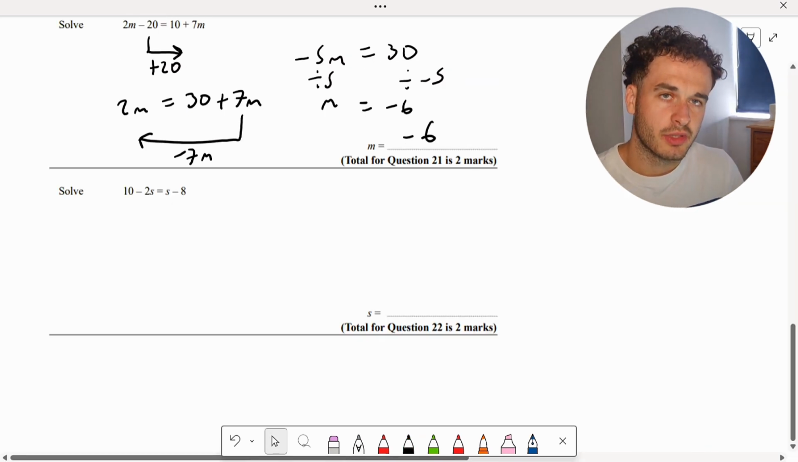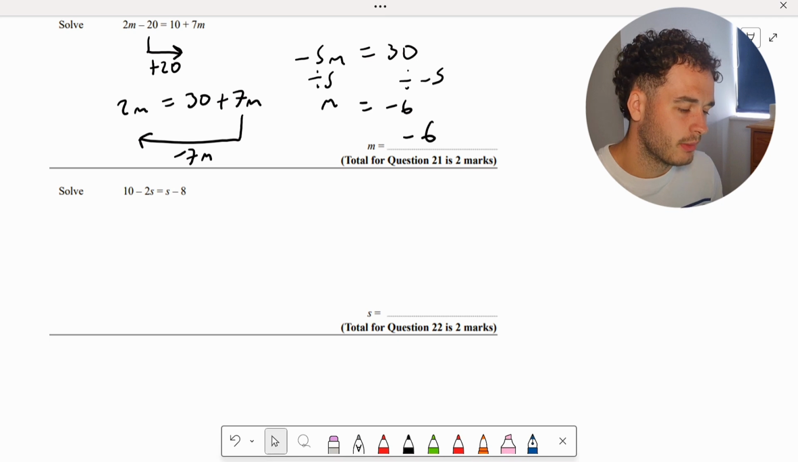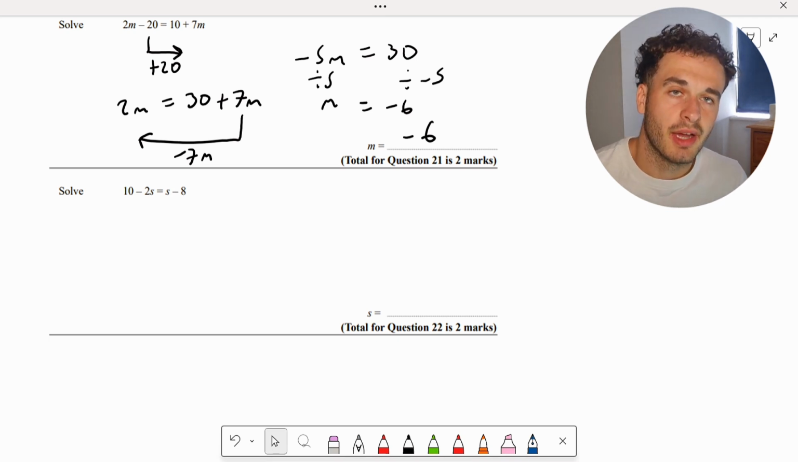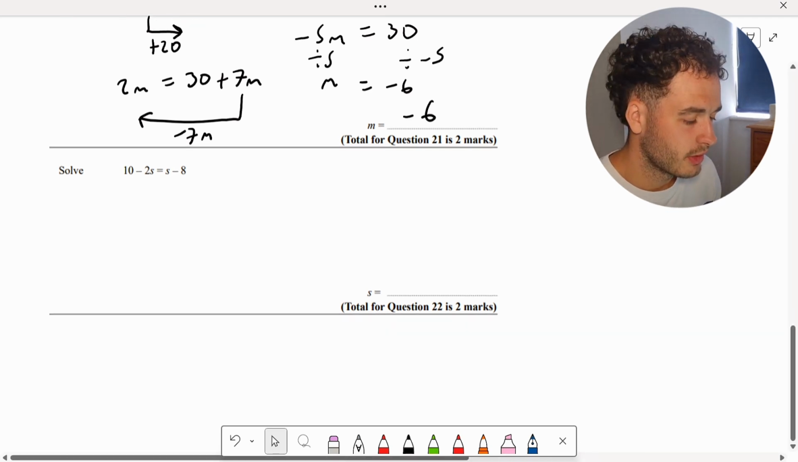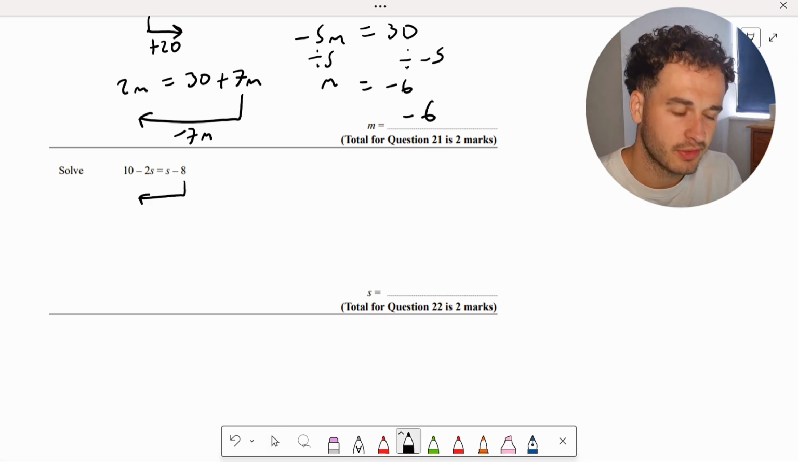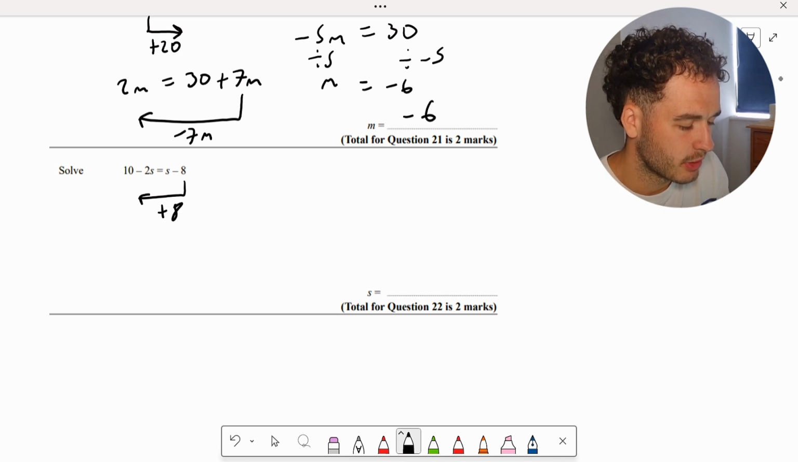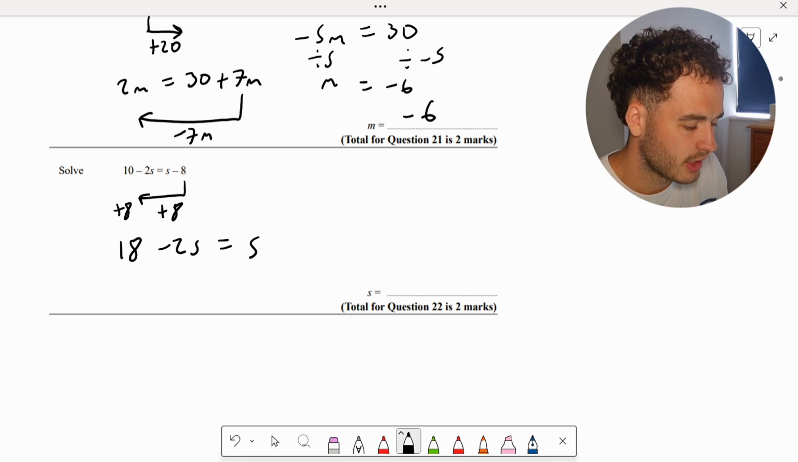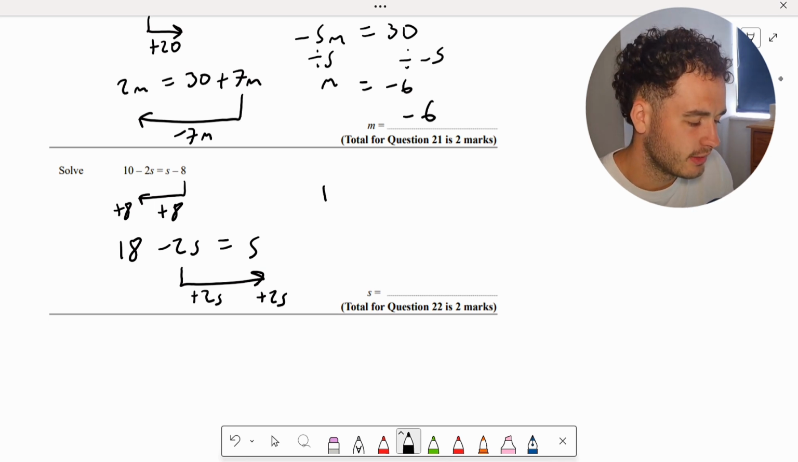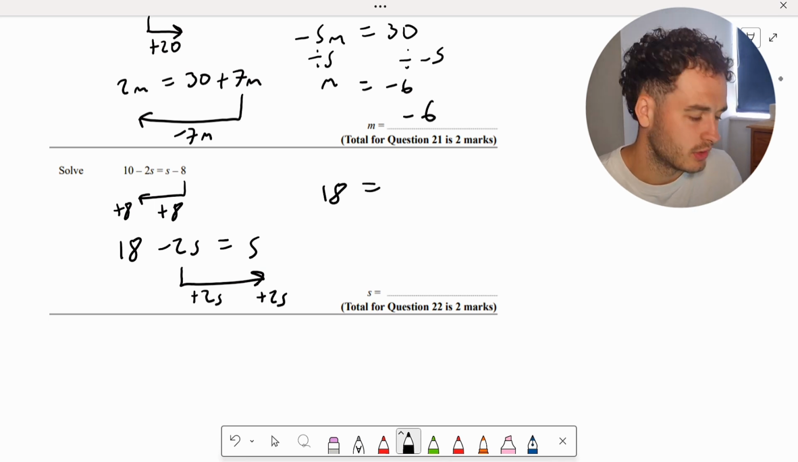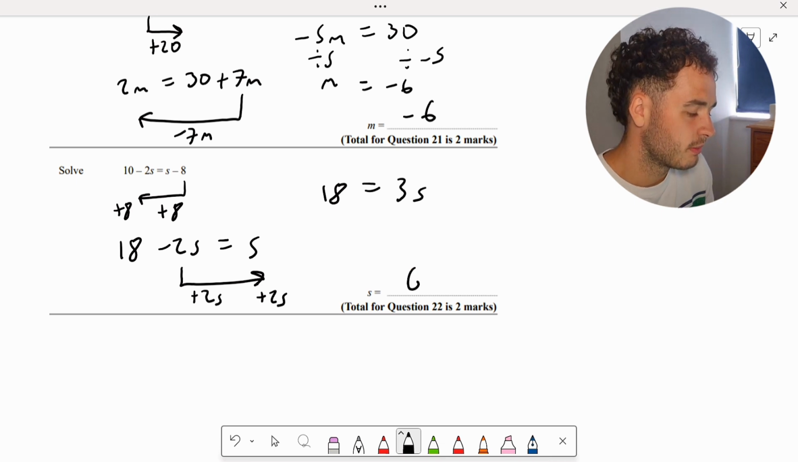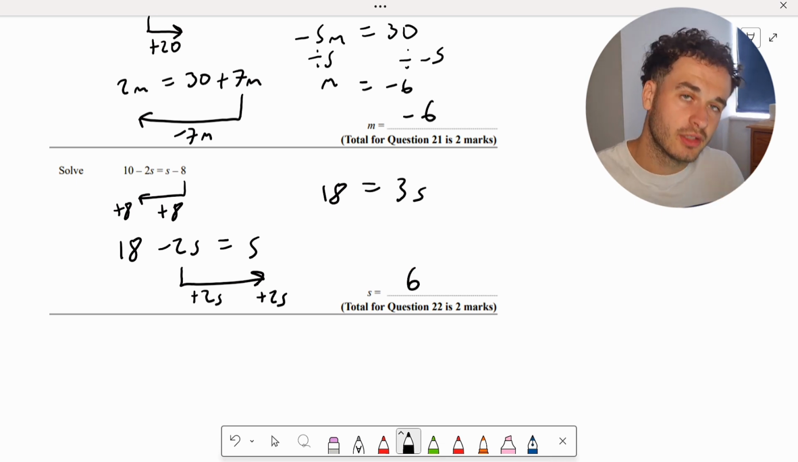Okay, the final example I want to go through is something very similar to the one above. I want you to have a go at it and then come back to the video, okay? So let's have a look. I would firstly move this minus 8 to the left-hand side. Doesn't matter if you did it differently. This means we add 8 to both sides. So 10 plus 8 is 18. Minus 2s equals s. And then we can move this 2s by adding 2s to both sides. So we now have 18 equals s plus 2s, which is 3s. So what would s be? It'd be 6. Excellent. And that is solving equations.